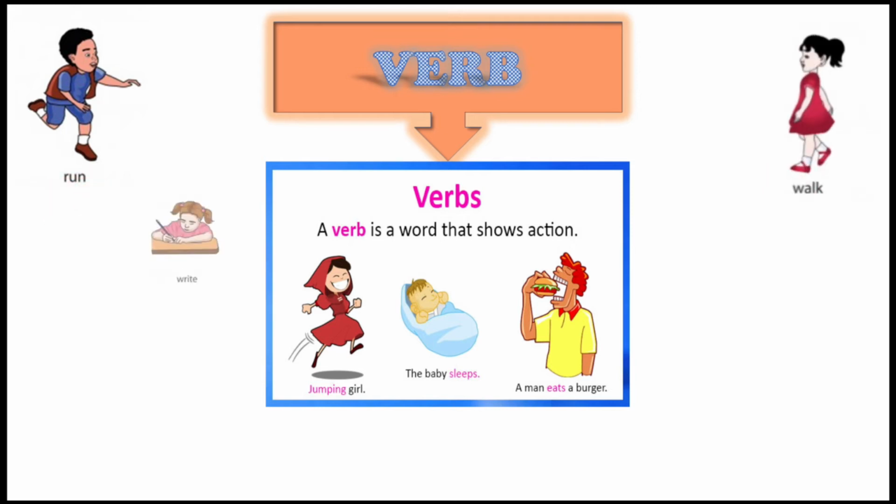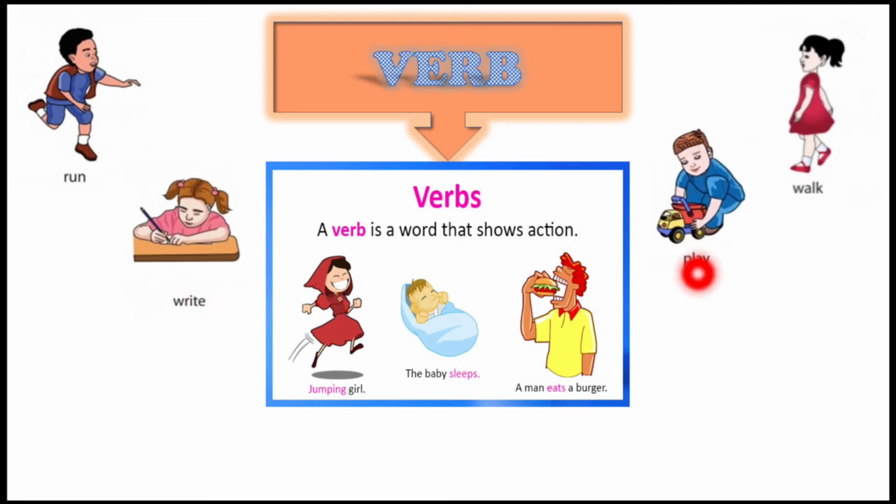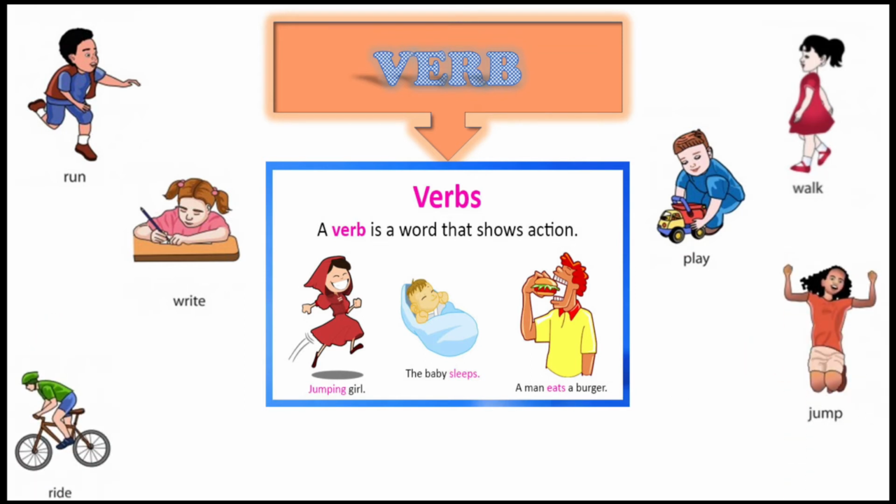Walk. Then we have write, play, ride, jump, read, and talk. So these are some examples of the verbs.